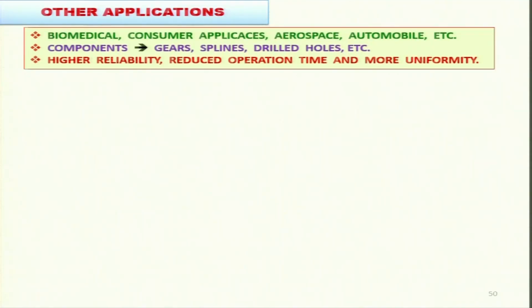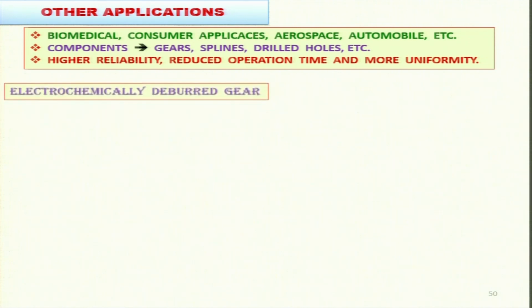Other applications, biomedical applications, there are so many biomedical applications which are important, consumer appliances, aerospace industries, automobile industry and so on. Components that have burrs and that can be deburred by these processes are gears, splines, drill holes, etc. Wherever you are machining, especially conventional machining and grinding, you will have the burrs, and those burrs have to be removed before really putting the component into the assembly or in the use. Higher reliability, reduced operation time and more uniformity for the electrochemical deburring process.